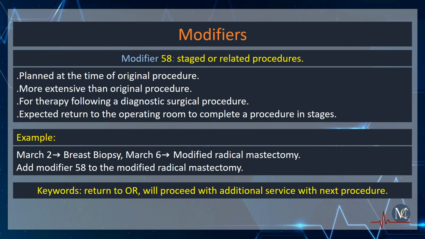Let's take an example. Breast biopsy was done on 2nd March and a planned modified radical mastectomy on 6th March. We will add modifier 58 to the modified radical mastectomy as it is a staged or related procedure. Common keywords used in the procedure to add modifier 58 are return to the operating room, will proceed with additional services with next procedure.